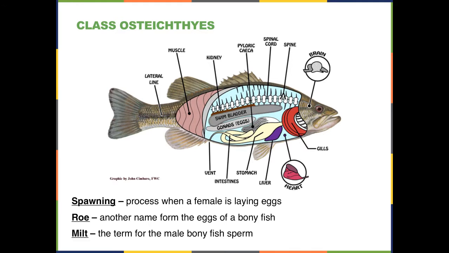The eggs that they lay are called roe, and the sperm is called milt. And the males, after the females spawn and lay their eggs, or the roe, the male comes along and squirts sperm over top to fertilize those eggs. So obviously this is an oviparous organism. It's an organism that lays eggs, and those eggs are then hatched outside the body.